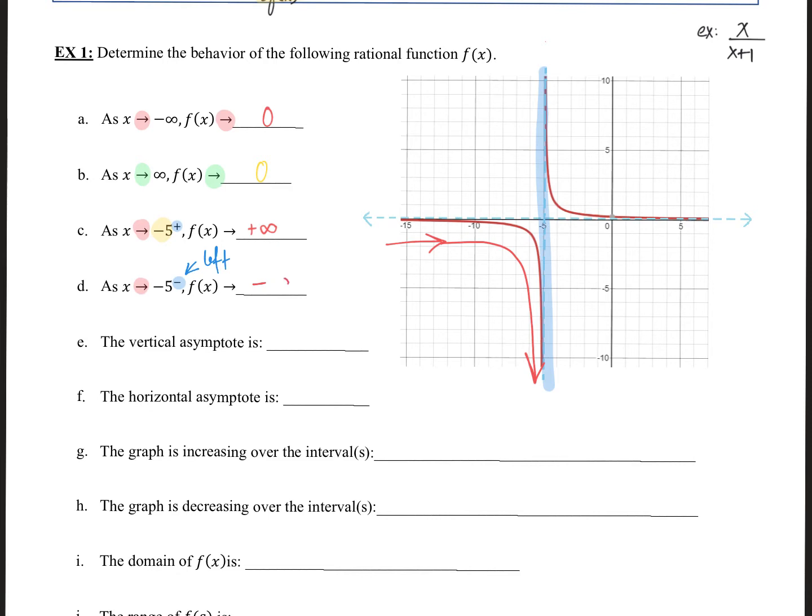That was an ugly infinity set. Let me rewrite it. Okay. So it heads towards -infinity. Now we are moving on to some new things.